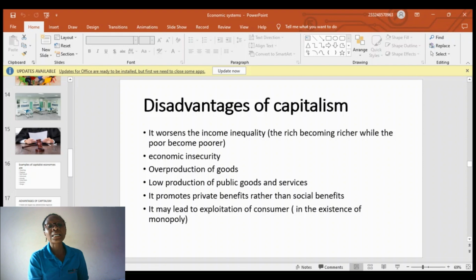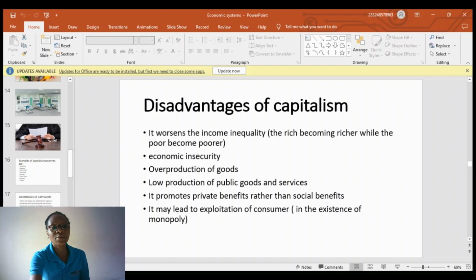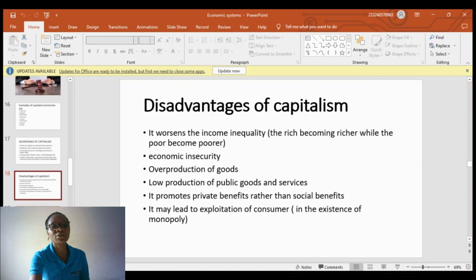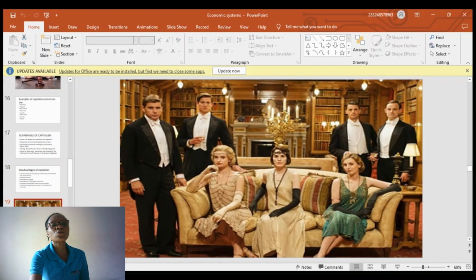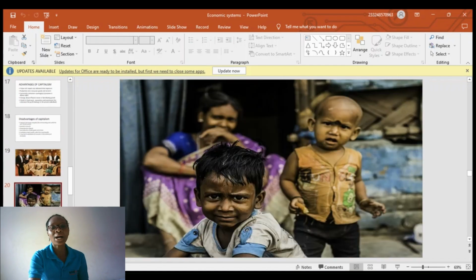Also, you see that the rich get richer because, as I said, their main motive is making sure that they make profits. So the rich are those who own the productive resources. Most of them already have something. For you to be able to produce, it means you are wealthy, right? So once you are wealthy, you still get more because you are the one producing and getting more profit. Whilst the poor keep getting poorer. They do not have, they cannot produce.